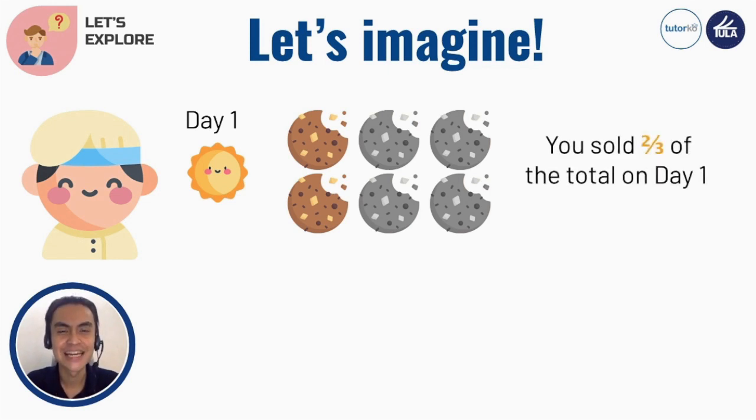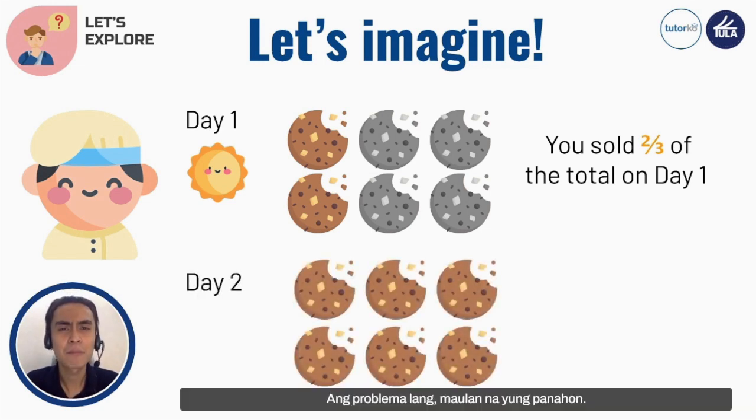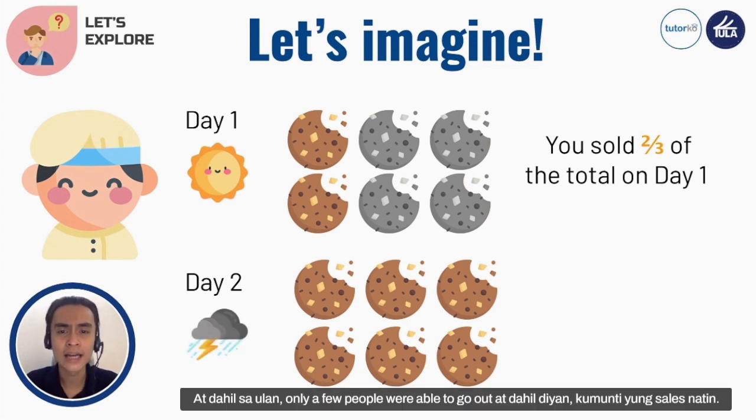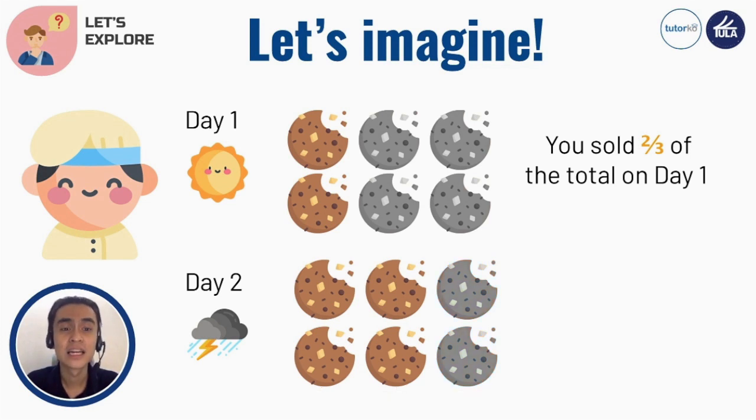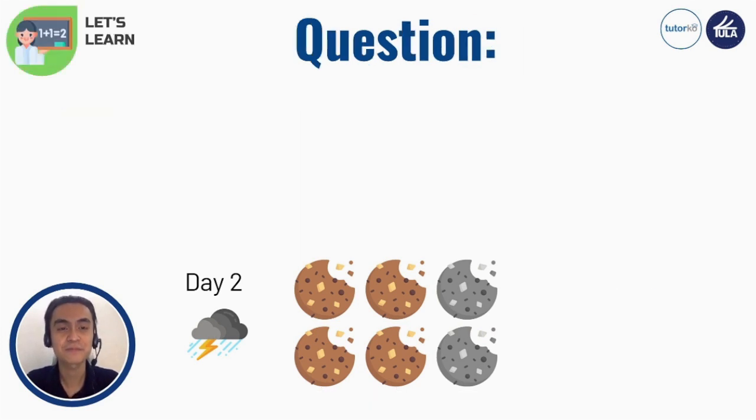Not bad. Sinadya mong ulitin ang bake sale the following day. Ang problema lang, maulan na yung panahon. At dahil sa ulan, only a few people were able to go out at dahil dyan, kumonti yung sales natin. Still, we managed to sell half as much on day 2 as we did on day 1.